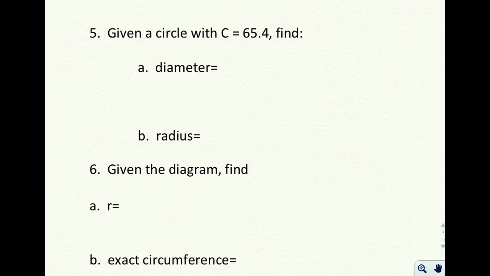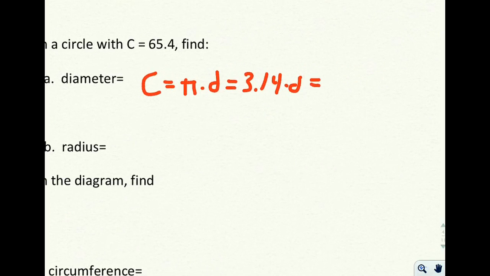Number 5 says, given a circle with c equals 65.4, find the diameter and the radius. So here we're using rounded numbers, so we're going to need a calculator to actually figure these out. So we know that for the diameter, c is equal to pi times the diameter, which when we're using rounded values is 3.14 times the diameter. And we're told that that value is actually 65.4. So all those things are equal to each other. So let's get rid of this first part. And let's focus on the 3.14, just pi, times the diameter is equal to our circumference, 65.4.